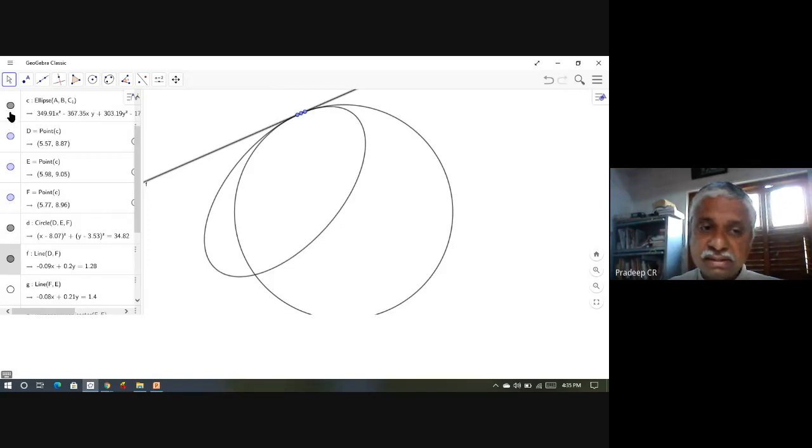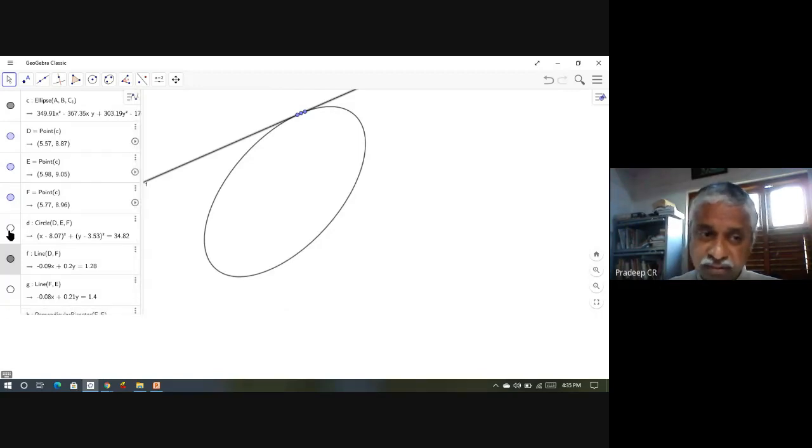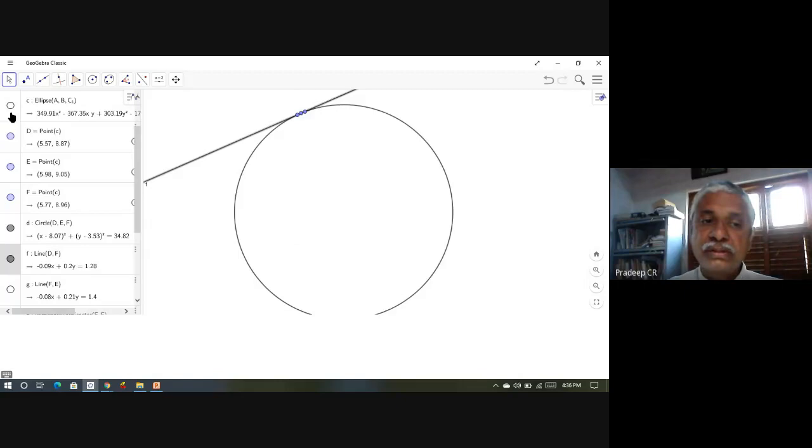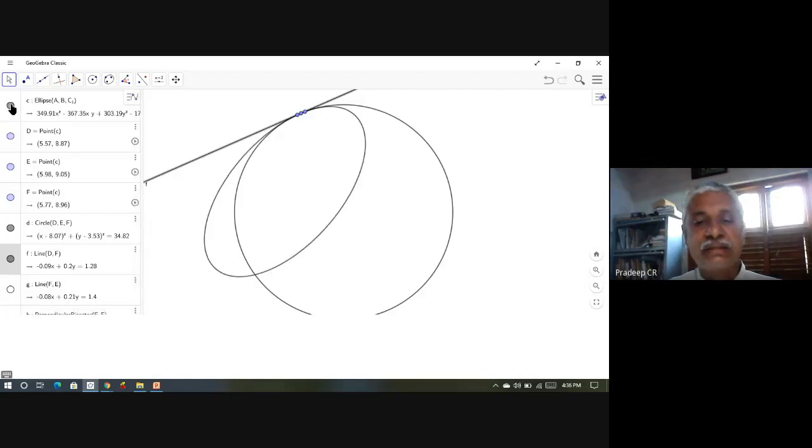You see, there are two curves here. One is this curve, the ellipse. The tangent of the ellipse at that point is one thing, and the same thing is the tangent of this circle also. So both the ellipse and the circle at this point have the same tangent.